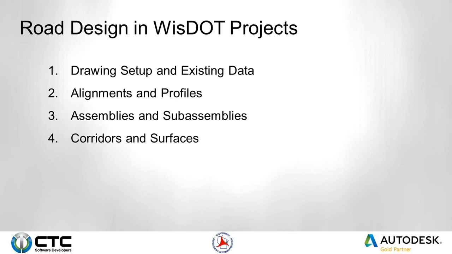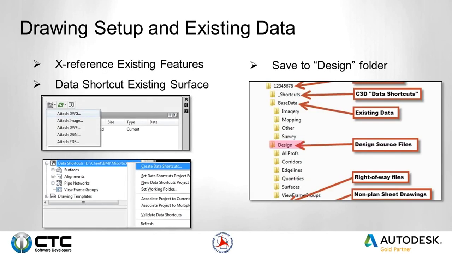Let me just walk through a few more slides here. Specifically, the drawing setup and bringing in of existing data. What we're going to use is basic AutoCAD X referencing to bring in existing features. And then we're going to use data shortcuts. For those of you who don't know what data shortcuts are, they're basically like an external reference for a Civil 3D object. So bringing in just a surface or just an alignment from a source drawing, as opposed to bringing in that entire drawing. And then project setup or drawing setup, it's saving to the WisDOT project folder within that design folder. So we'll be working right within one of those project folders.